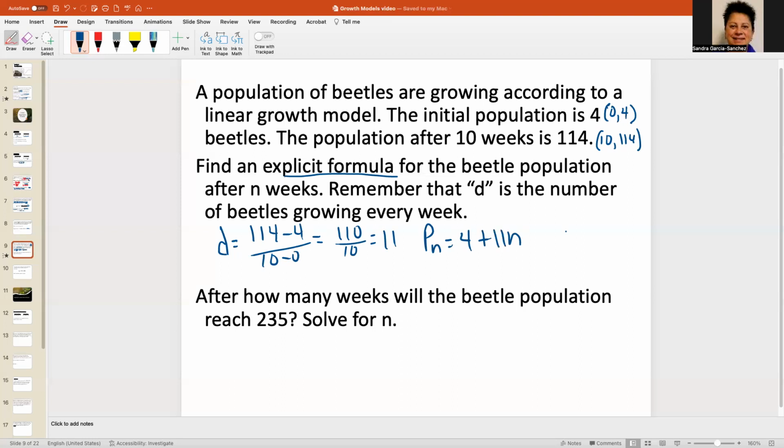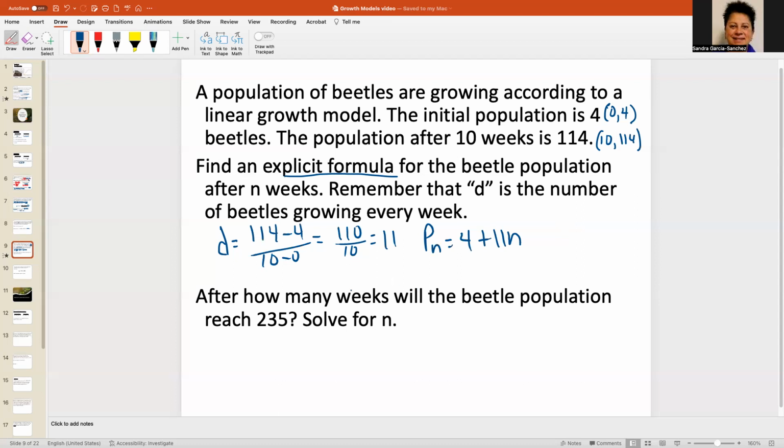Now notice that I use 0 for my first week. So remember that, unless it says specifically that the first week is going to be P sub 1, but it doesn't say anything, use 0.